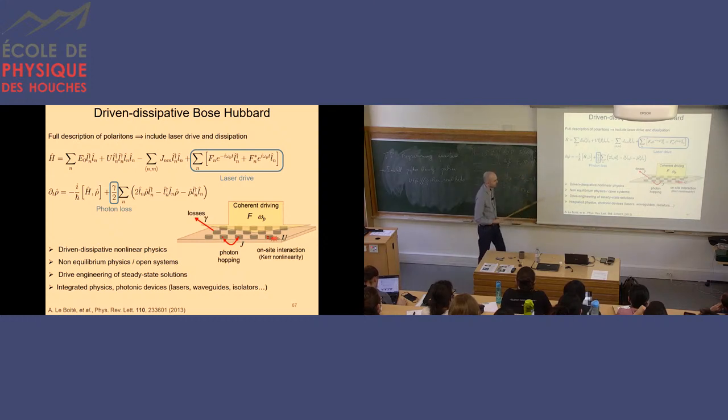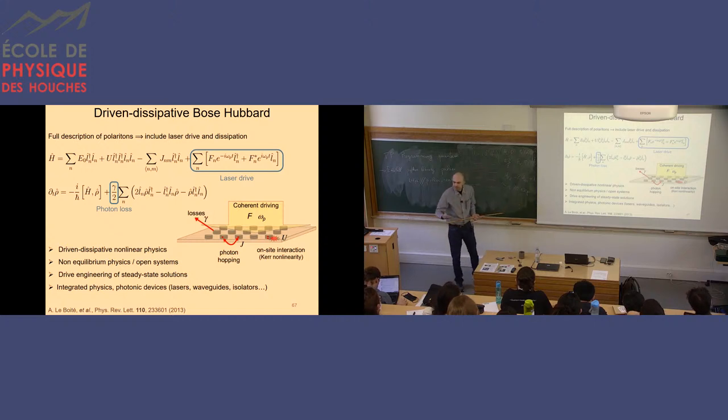And so what we want to do is look at this driven dissipative nonlinear physics. We are in an open system, so the physics is slightly different from what you saw in isolated systems. This is non-equilibrium physics, and we are going to ask questions like, how do the many-body states of the Bose-Hubbard model survive, for instance, when you introduce dissipation? Can you, through some engineering of the driving field, realize new steady states, new phases of matter? And also, what are the consequences for photonic devices?